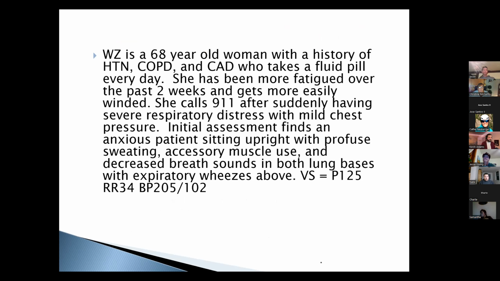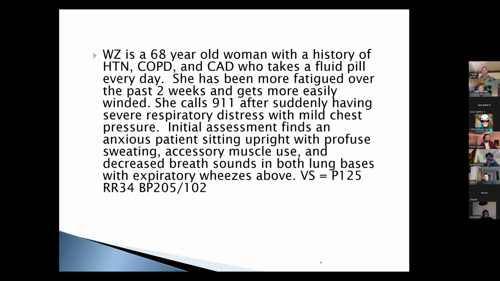All right, what's this one? So a 68-year-old woman with a history of hypertension, COPD, and CAD, who takes a fluid pill every day. She's been more fatigued over the past 2 weeks and gets more easily winded. She calls 911 after suddenly having severe respiratory distress with mild chest pressure.